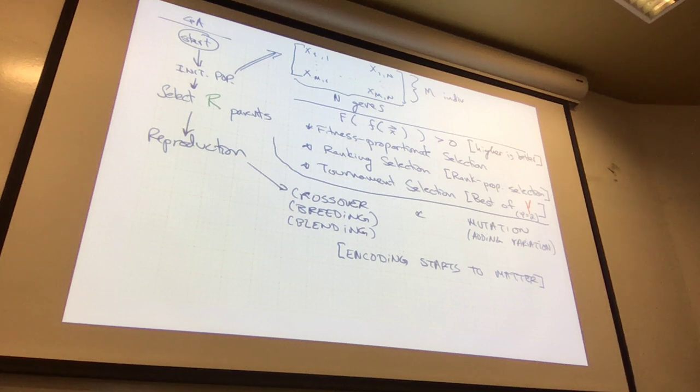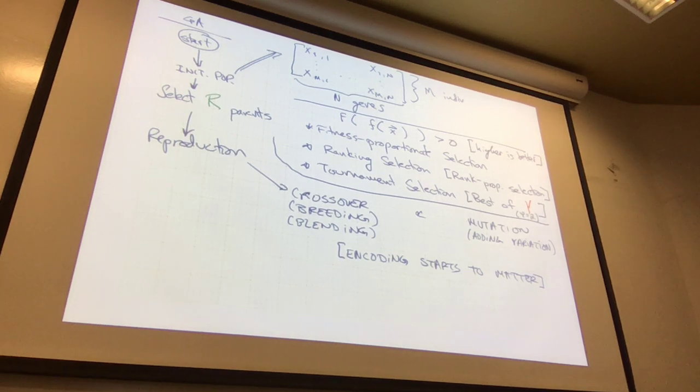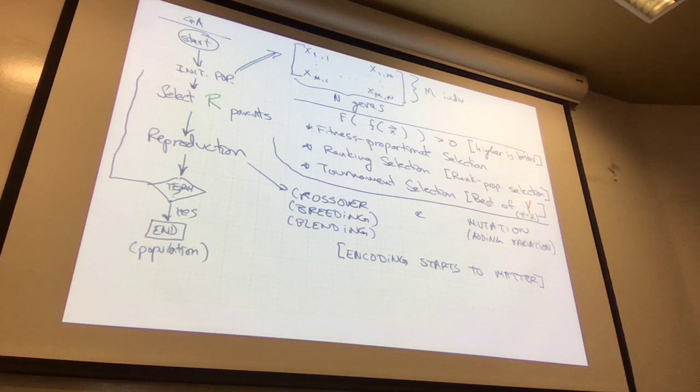And then we're about to go into how to write those, but after we do that reproduction, we check to see if we've reached termination criteria. If yes, we end and report a population. So I'll write population there. And if no, we go back and we reselect the parents.